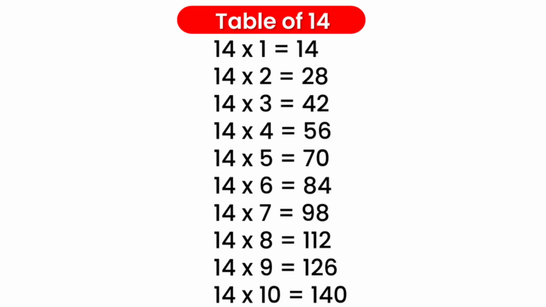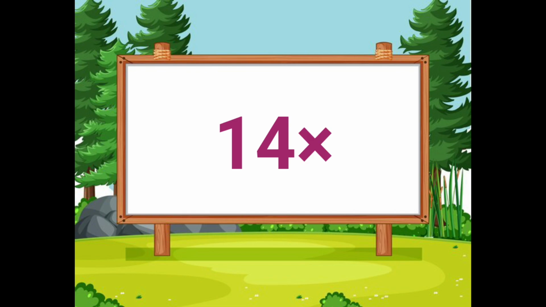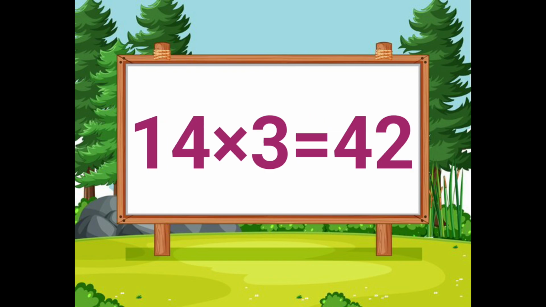Now we are going to learn 14th table. 14 ones are 14. 14 twos are 28. 14 threes are 42.